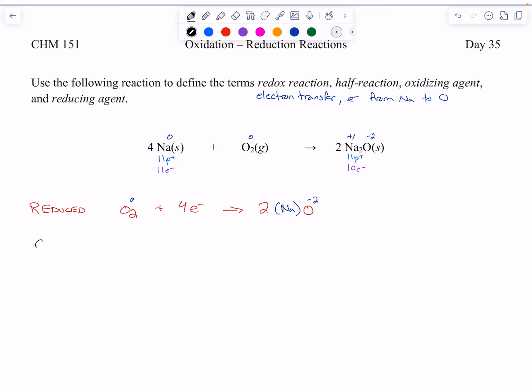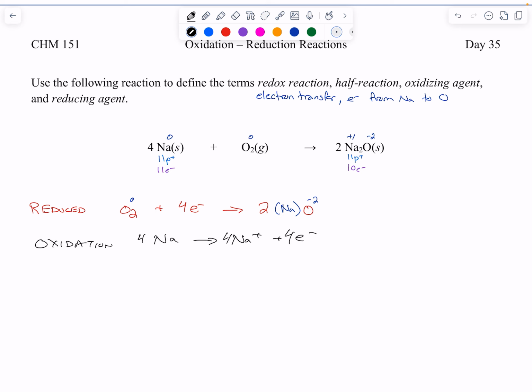The oxidation one is Na, 4 of them, going to 2 Na2O plus. Well, I don't want to really do that. I want to just do this. Na going to Na plus an electron. And you have to times that by 4. All right. I don't like the reduced one because that's not exactly how it works. But that's okay. It's close enough.